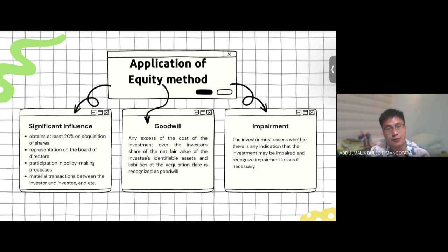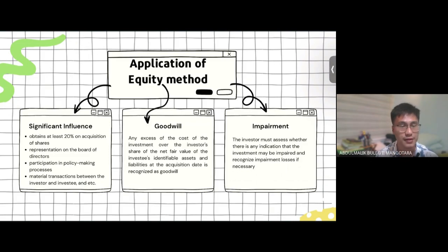So in summary, the equity method provides a means for investors to account for their investments in entities over which they have significant influence by incorporating elements such as the recognition of goodwill and regular impairment testing. The equity method ensures that the carrying amount of the investment reflects the investor's share of the investee's net assets and its fair value, aligning with the economic reality of the investor and investee relationship.